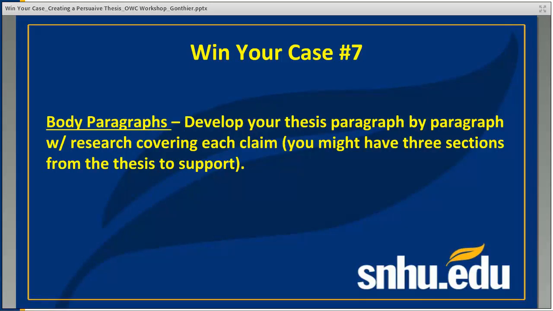Then the body paragraphs, in your case number 7, develop your thesis paragraph by paragraph with research covering each claim. You might have 3 sections from the thesis to support it. In this case, you want 3, if you're doing specifically the English 123 course. But 3 is always a good number anyways. I like 3s. 3s you can do a lot with. You're being specific, but then you're taking it specific and breaking it down yet again into 3 things, and then you can actually hit each one, and then now you've got a focused idea.